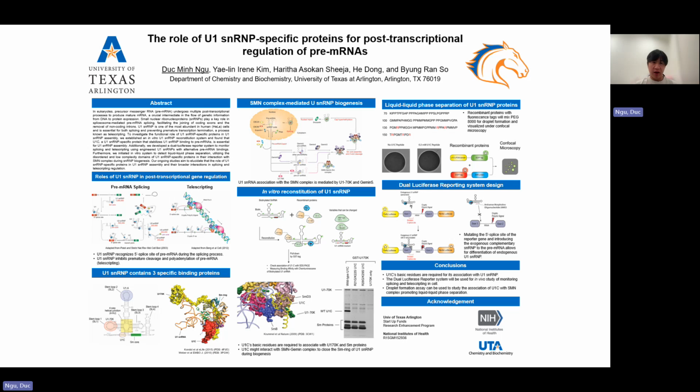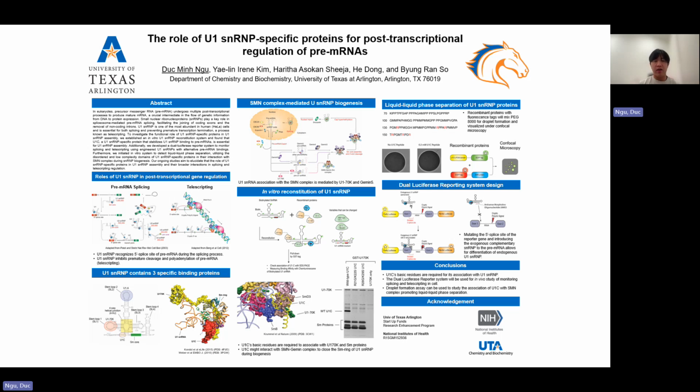First, I will talk about the background, which is about splicing. Once pre-mRNA is transcribed, it needs to go through splicing, which is initiated by small nuclear ribonucleoprotein. Here, U1 snRNP recognizes the five-prime splice site, which is the junction between the exon and the intron. When they recognize this, they can initiate splicing. Most of my focus will be on U1 snRNP.